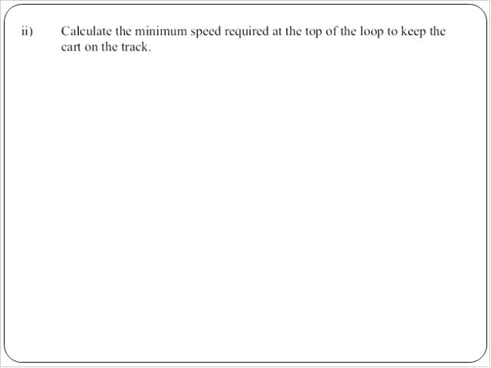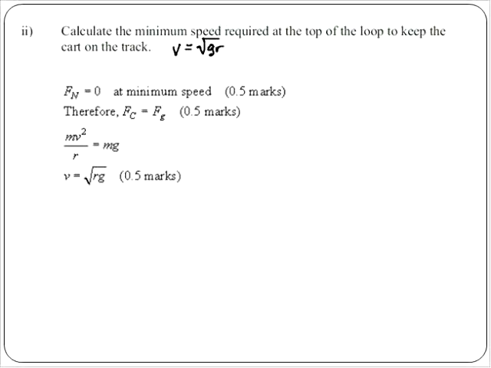Let's try this one. This time we're asked for the minimum speed at the top required to keep the car on the track. Remember that? We can do it this way. V equals the square root of gr. We can do it that way if we want. Okay, so Fn equals 0 at the minimum speed, right? That's why that works. So that's why we get this expression. V equals the square root of gr.